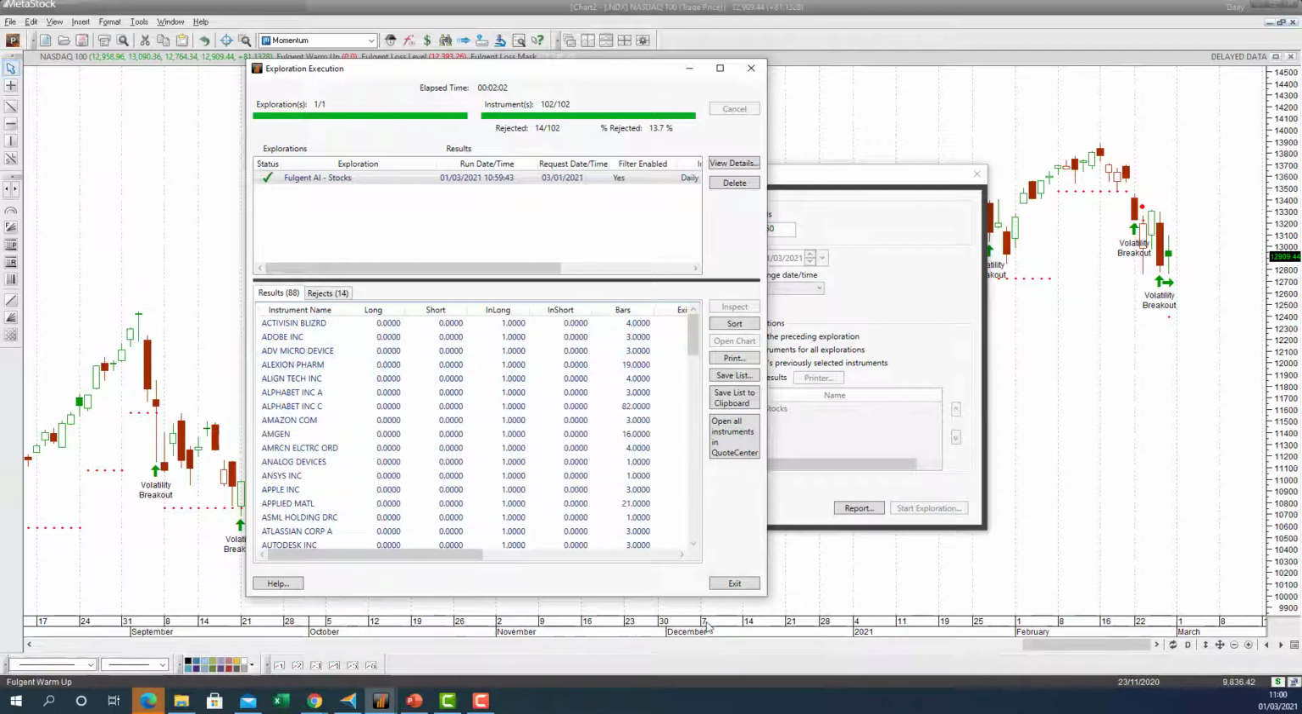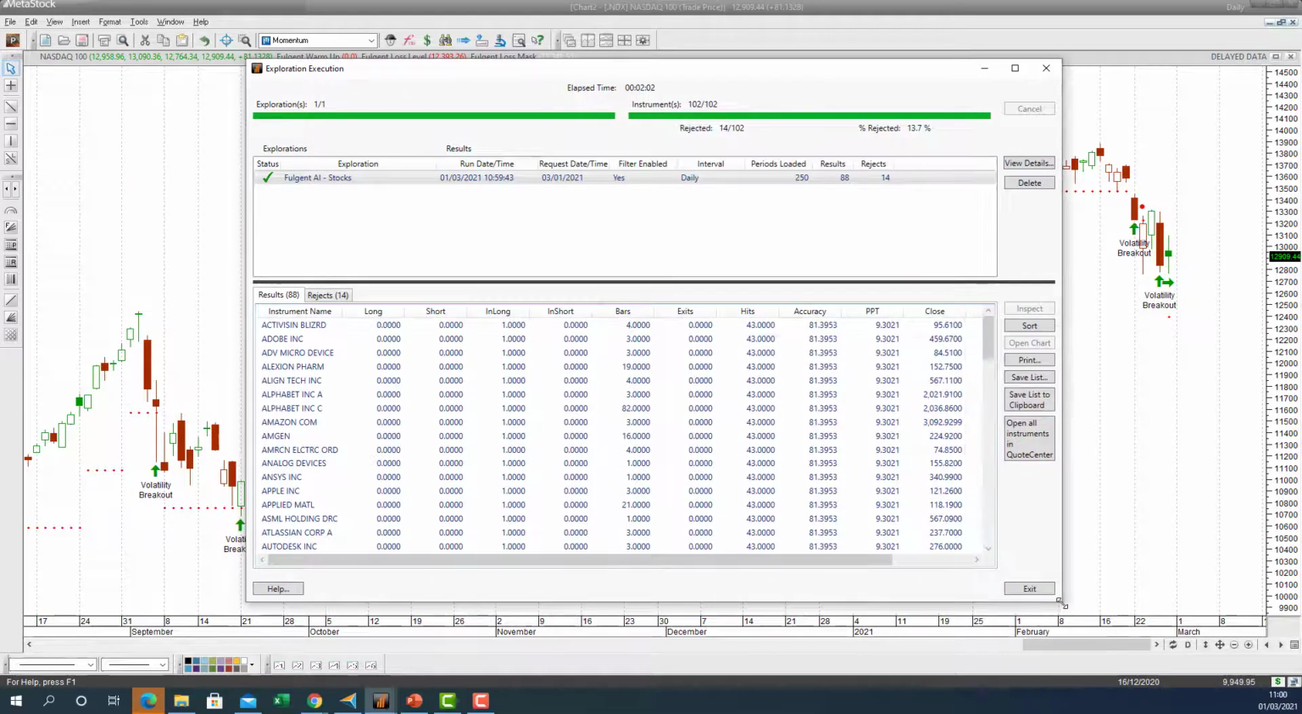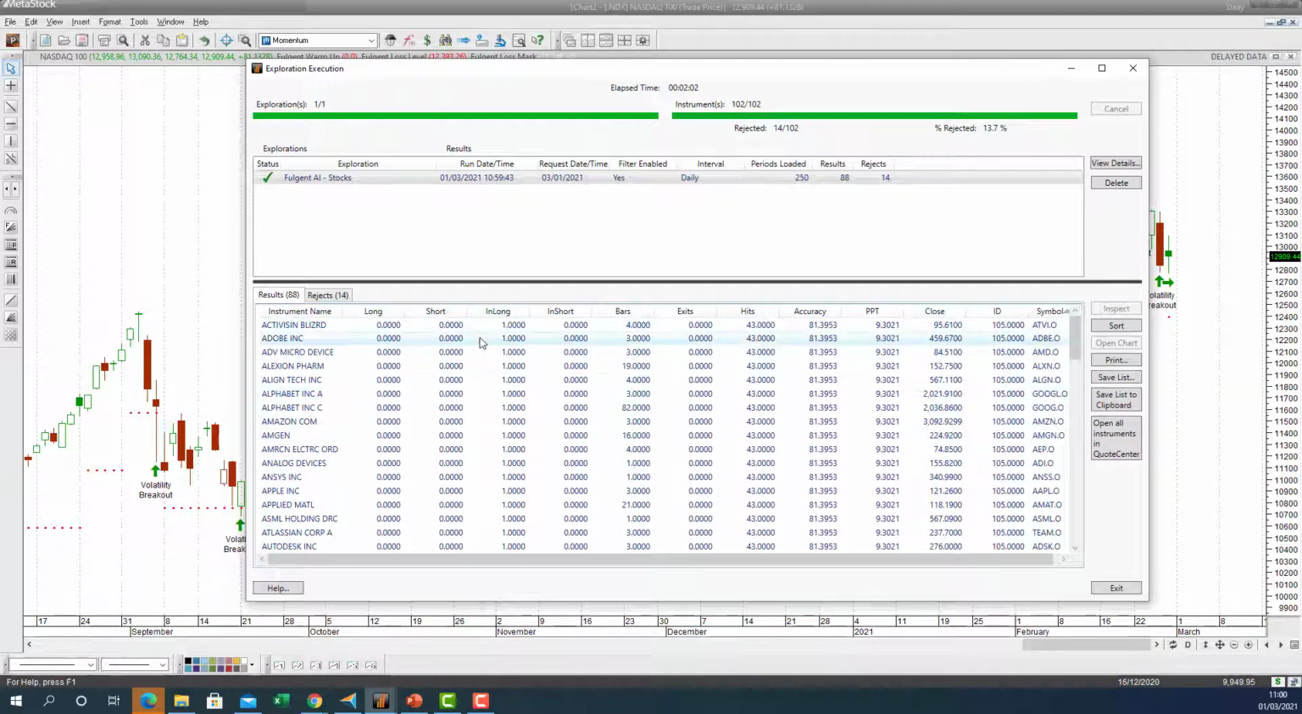And now we have all the signals where the AI is either currently in a long, or new fresh longs. There we go. So we've got a couple of columns, in a long, in a short. These columns here give you an idea where the AI triggered a long, and then one in that column where the AI triggered a short. Bars tells you how old the signal is.